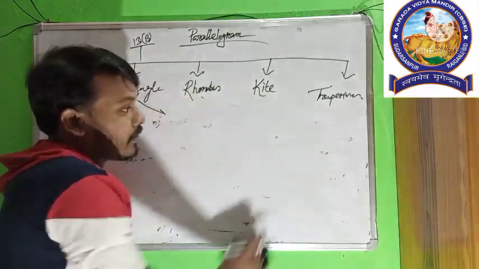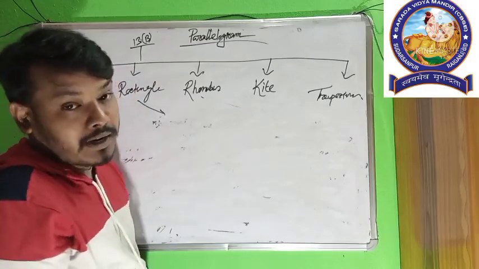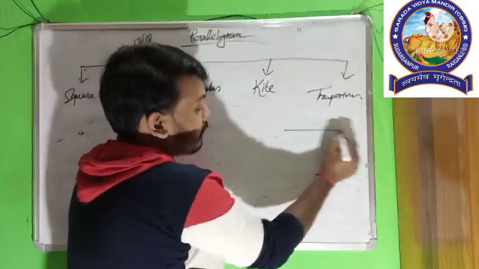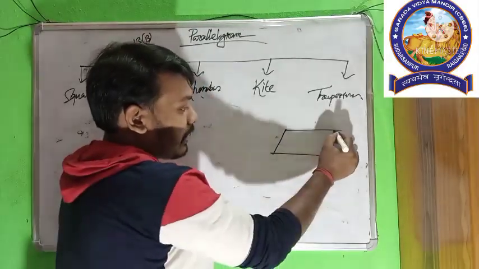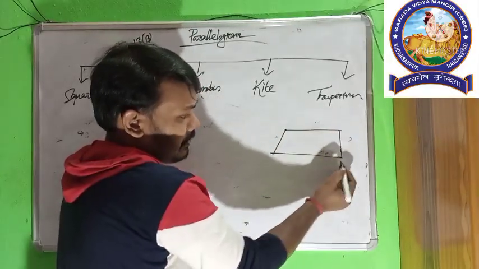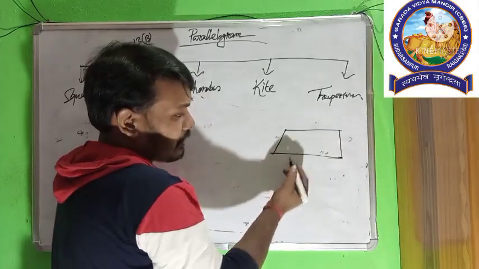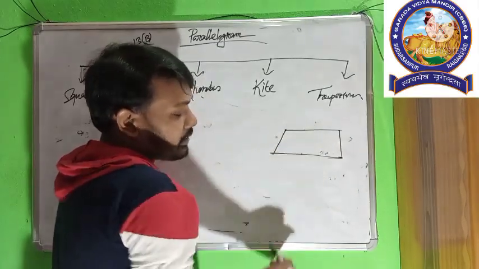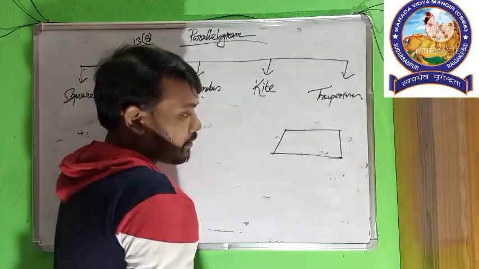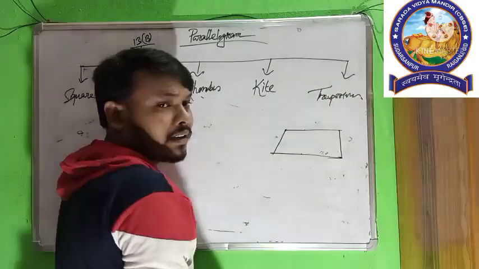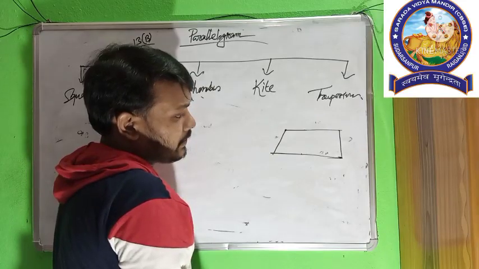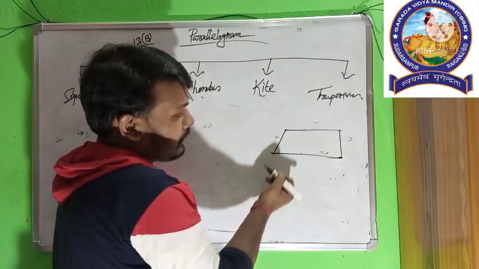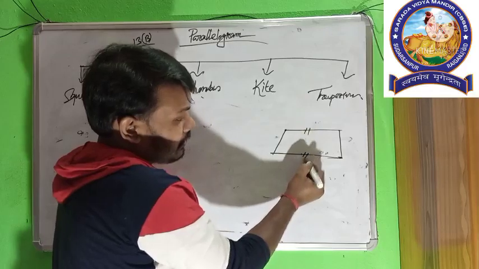Okay, trapezium. What is the definition of a trapezium? One pair of parallel sides. That means one pair of parallel sides is given, and there is no more information about the other sides. If one pair of parallel sides is there, then we call the quadrilateral a trapezium. Okay, so what are the properties of a trapezium? This and this are equal.